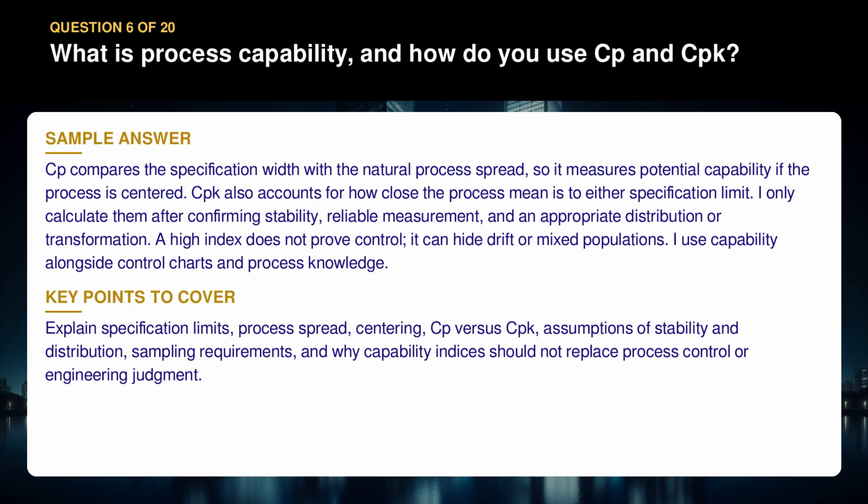I use capability alongside control charts and process knowledge. Explain specification limits, process spread, centering, Cp versus Cpk, assumptions of stability and distribution, sampling requirements, and why capability indices should not replace process control or engineering judgment.